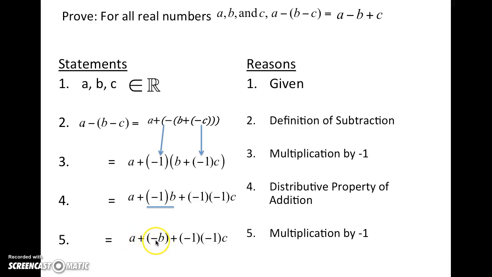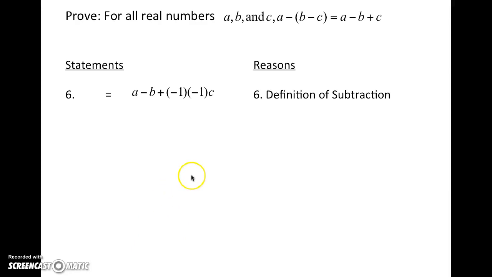Well, we should know that a plus negative b is the same as a minus b. Do you know that property? Definition of subtraction. So we got the first part, a minus b, but now we need plus c.